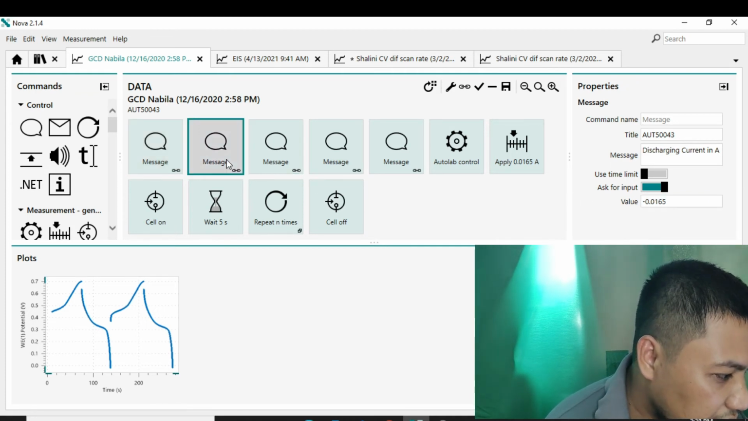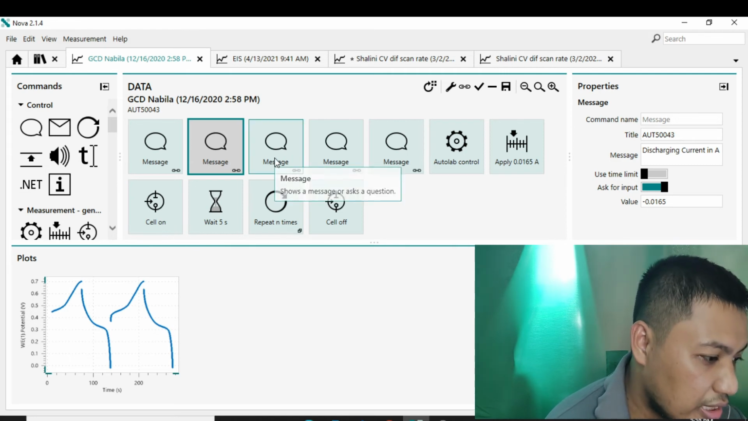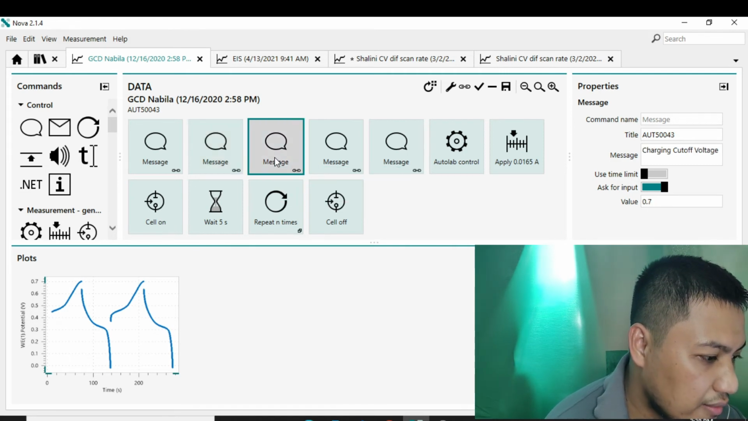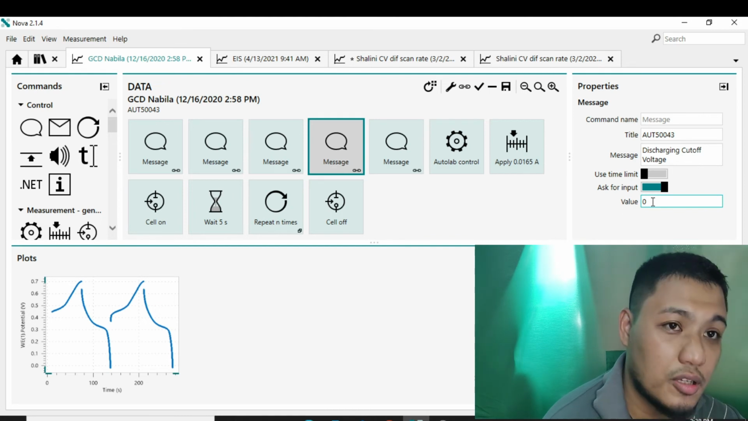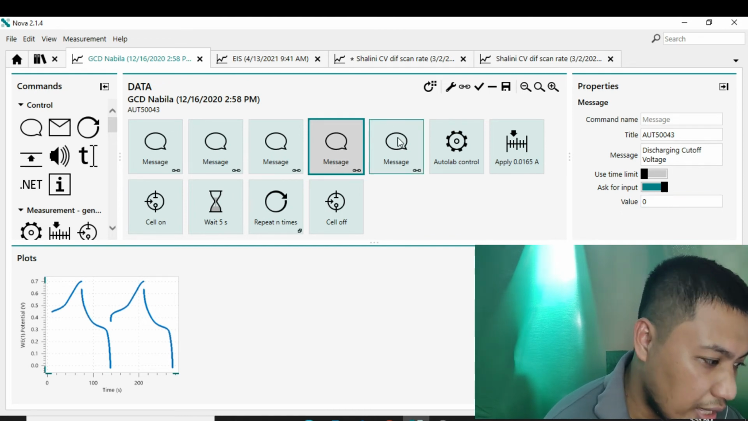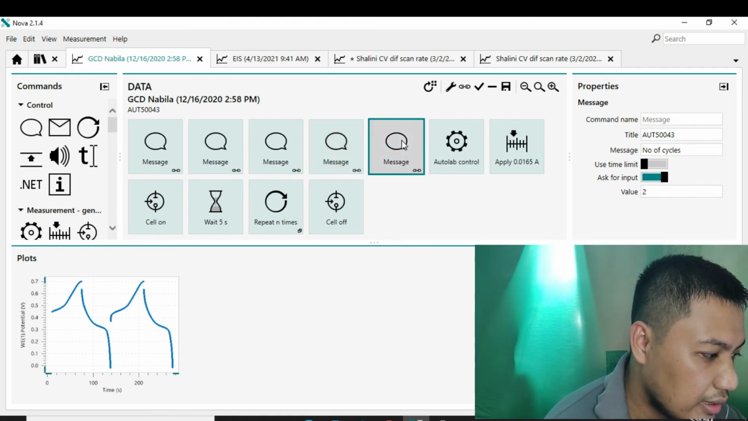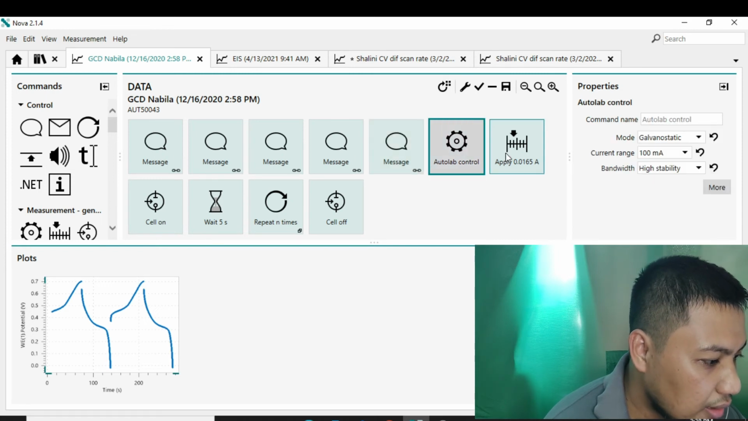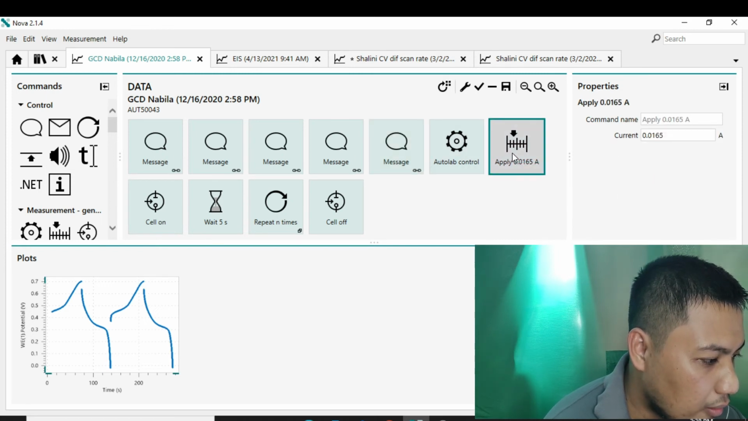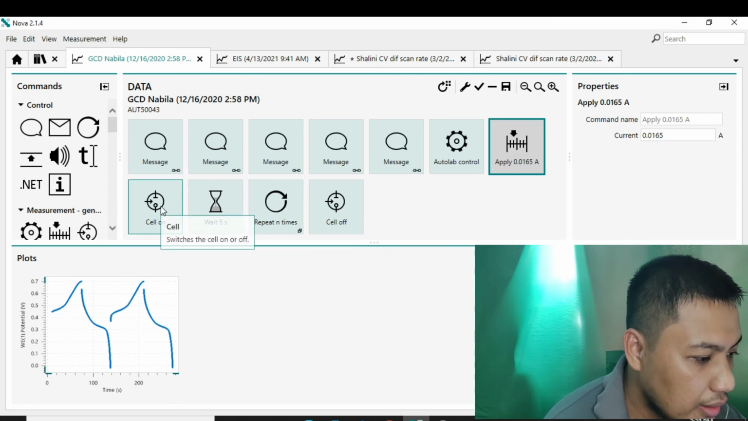Next, this is the negative, only including the negative value. This is your potential window. You want to scan until what? If you want to scan until 1, just change the value to 1. Next, you want to cut off the voltage at what? We normally cut off at 0. This is nothing. Next, the apply will show the same. Input the amount of current.